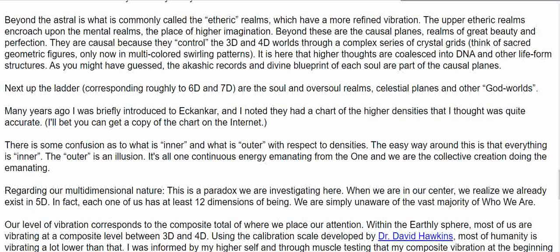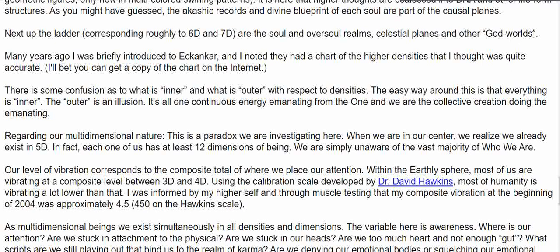You're all here. Up the ladder, corresponding roughly to 6D and 7D, are the soul and oversoul realms, where the oversouls, which oversee us here, celestial planes and other goddess worlds are found. Many years ago, I was briefly introduced to Eckankar, and I noted that he had a chart of the higher densities that I thought was quite accurate. I bet you can get a copy of the chart on the internet.